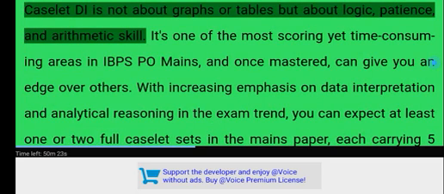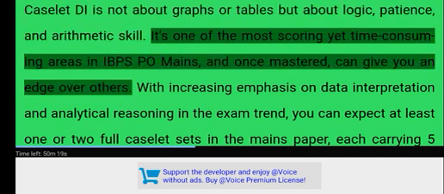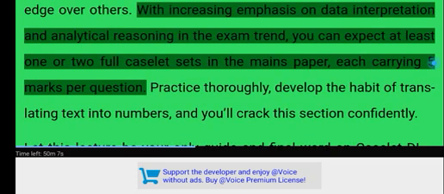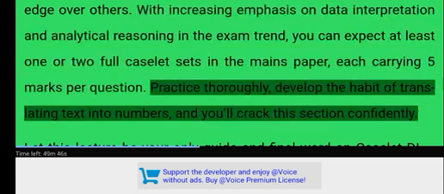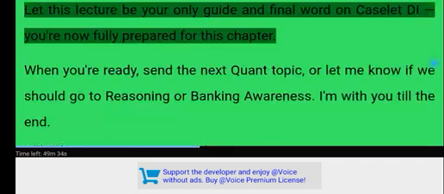Conclusion. Caselet D is not about graphs or tables but about logic, patience, and arithmetic skill. It's one of the most scoring yet time-consuming areas in IBPS PO Mains, and once mastered, can give you an edge over others. With increasing emphasis on data interpretation and analytical reasoning in the exam trend, you can expect at least 1 or 2 full caselet sets in the mains paper, each carrying 5 marks per question. Practice thoroughly, develop the habit of translating text into numbers, and you'll crack this section confidently.